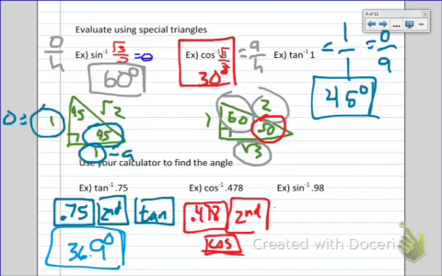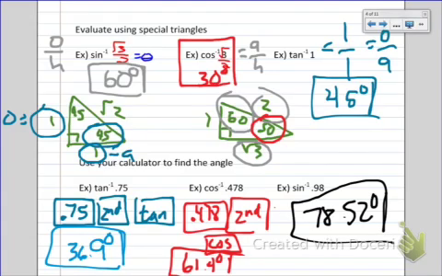Let's try the next one. 0.478 second cosine gives me about 61.4 degrees. That sounds a lot better. Okay, and then the last one, I'm going to hit 0.98 second sine, and I get like 78.52 degrees. So make sure that calculator is always in degrees first. You want to see the DEG. Okay, don't make that mistake I just did with the radians.